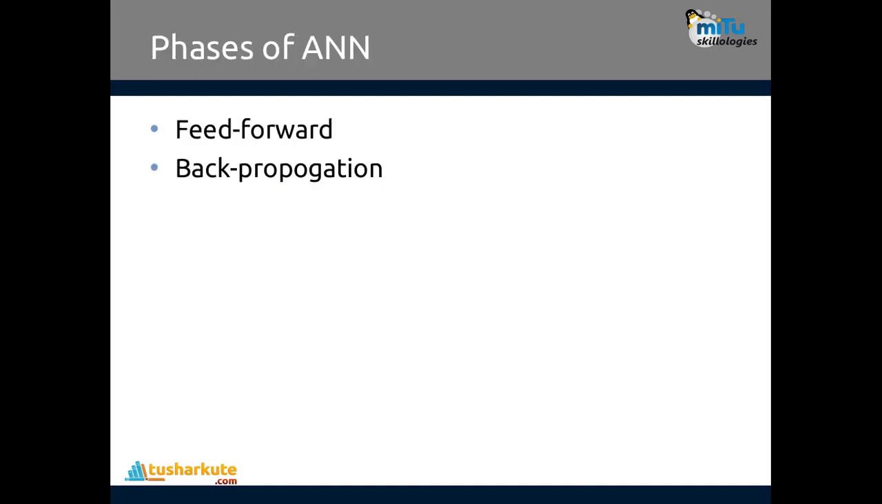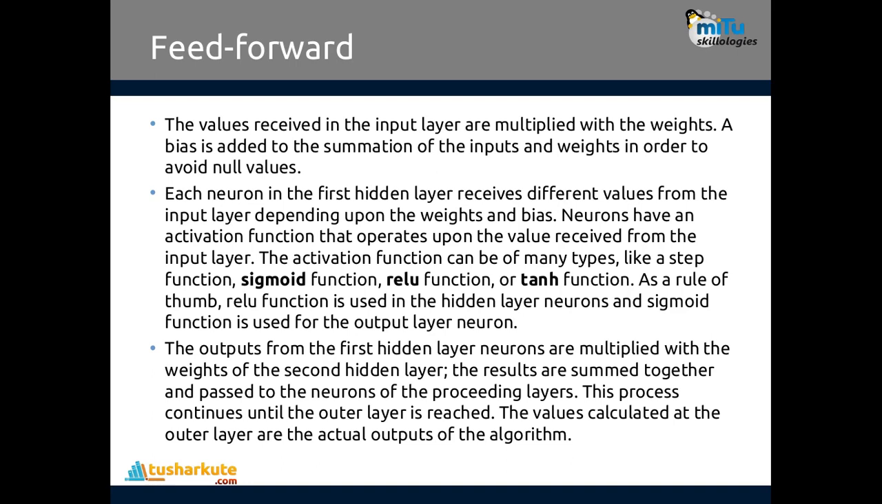So how does it actually work? Theoretically we'll see, and then we will show one classical example with a practical implementation of it. Okay, so 2 phases are there in ANN. They are called feed forward and back propagation. So what is feed forward? The values received from the input layer are multiplied with the weights. A bias is added to the summation of inputs in order to avoid null values.